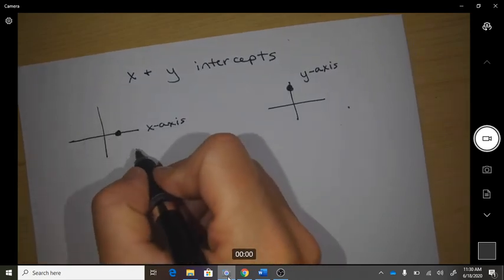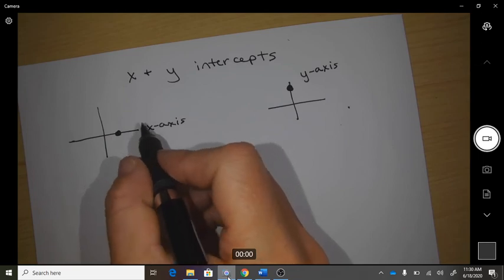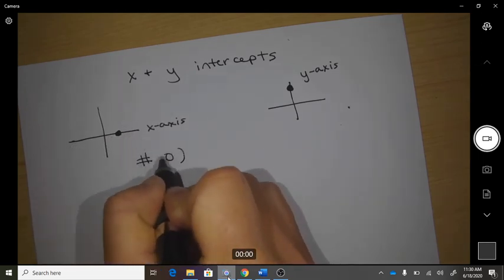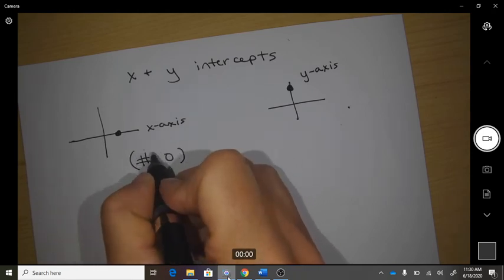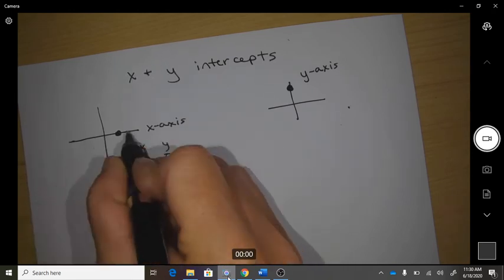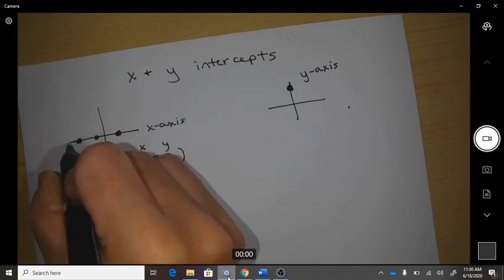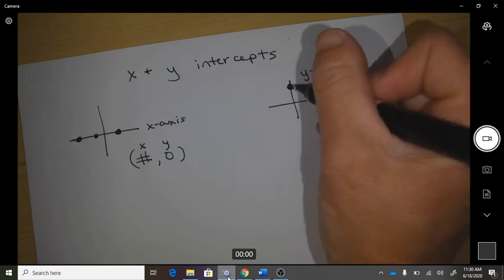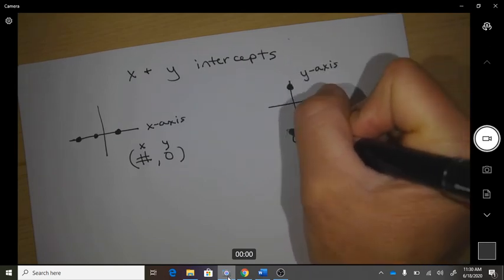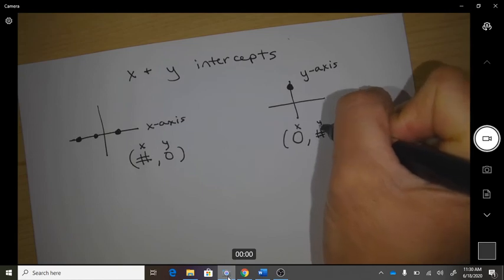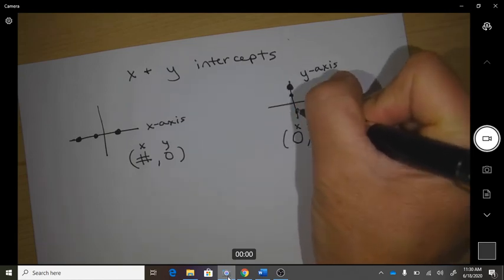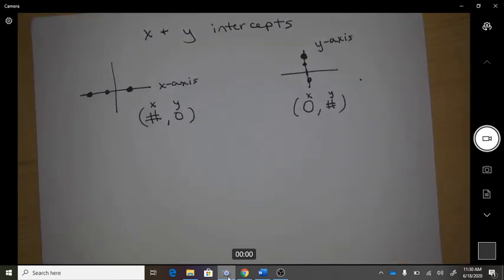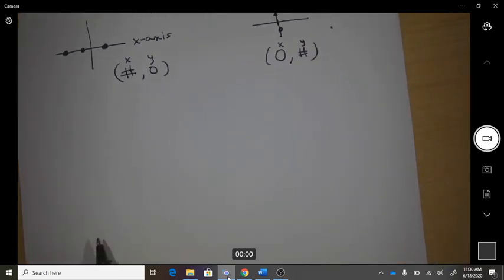Okay, so when you have this, you have to understand that your x is going to be some number, but your y is always going to be 0. Right? Because your height anywhere on this line is 0. So for a y-intercept, you're always going to have x be 0, and your y is going to be some number, right? No matter where you are on this line, your x is always 0.